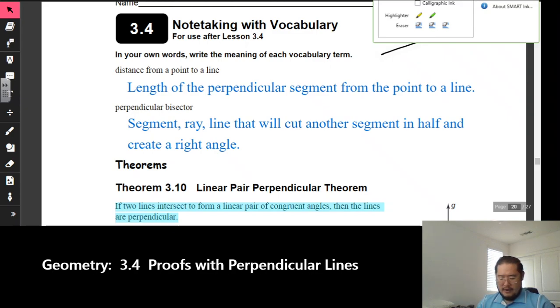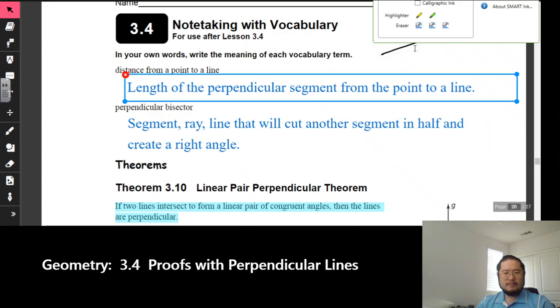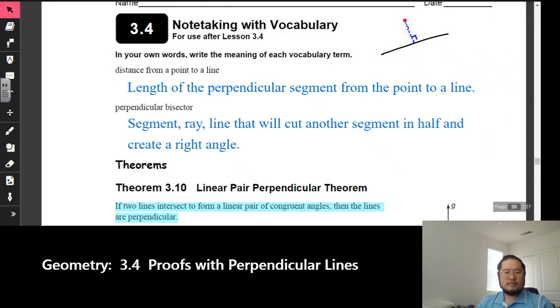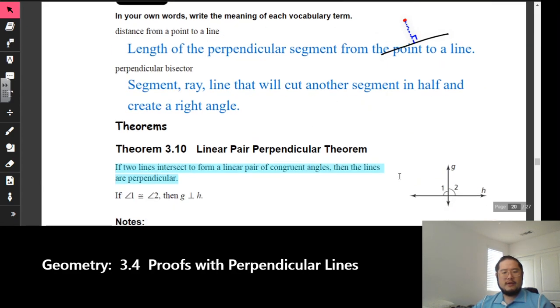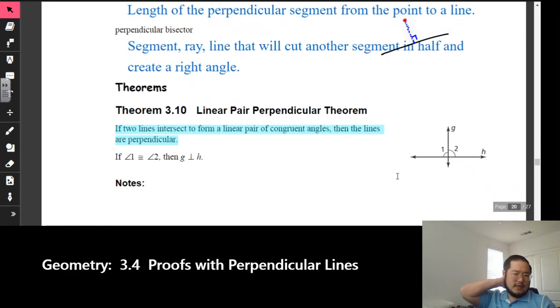So now let's take a look at theorem 3.10, the linear pair perpendicular theorem. It's saying that if two lines intersect to form a linear pair of congruent angles, then the lines are perpendicular. So if angle 1 and angle 2 are congruent, and I see two lines that intersect, the only possibility for those two angles 1 and 2 to be congruent is if they're both perpendicular. That is the only way.